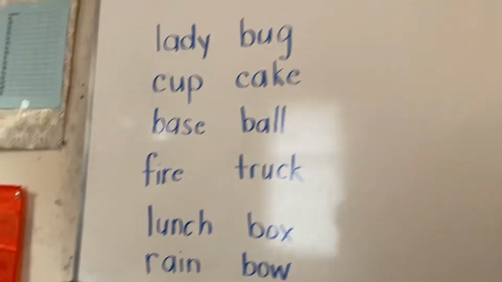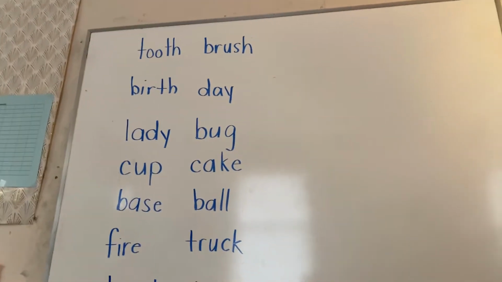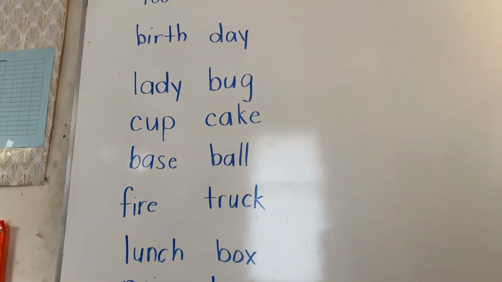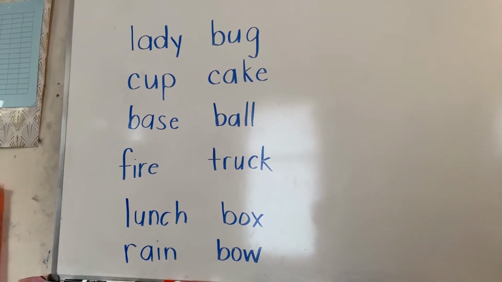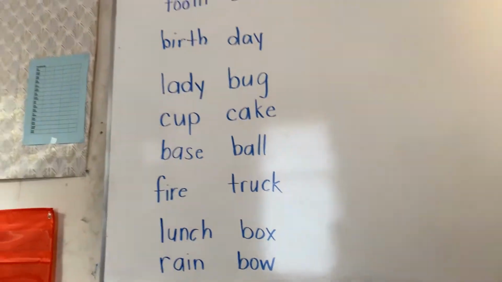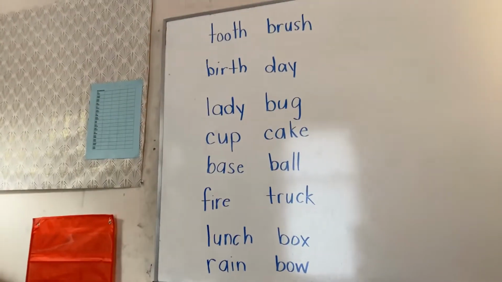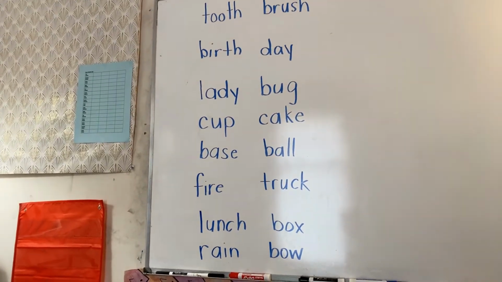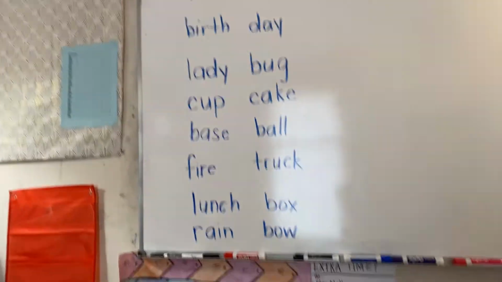All right, now if you've already made your cards, here is our list of compound words that we are going to use. Toothbrush, birthday, ladybug, cupcake, baseball, fire truck, lunchbox, and rainbow. So I'm gonna back up. That way you can take a screenshot of this if you need to, or pause the video right here. Those are the words we are going to use.